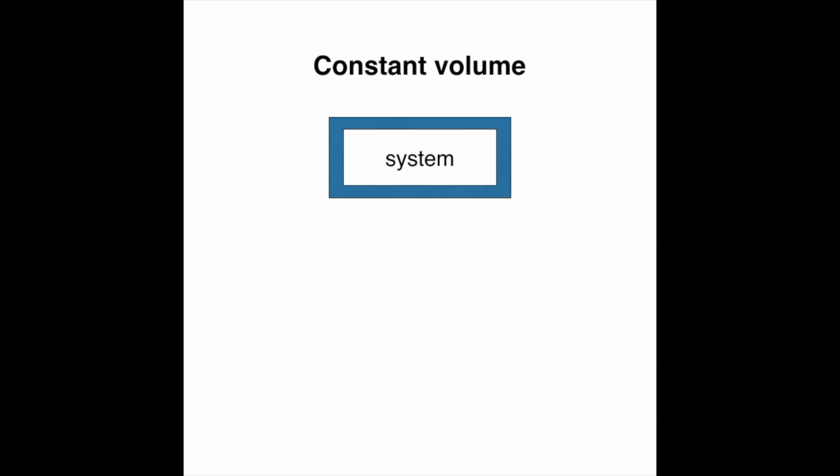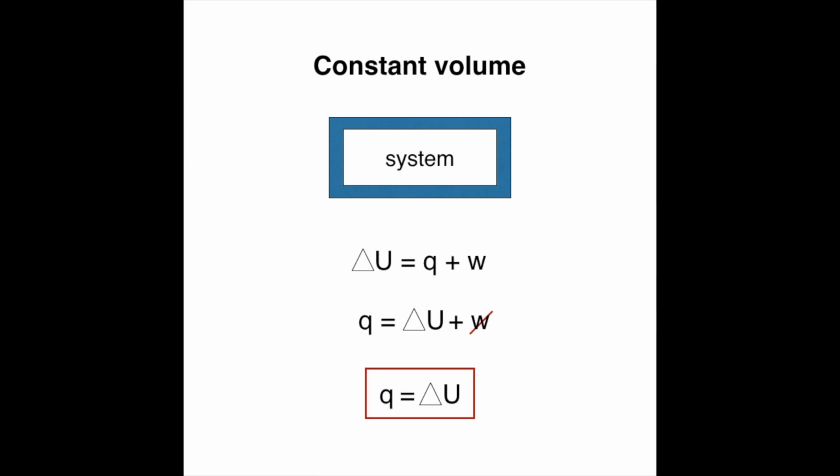So to begin determining how much heat is absorbed or released, let's take a look at the first law of thermodynamics. If we rearrange this equation to isolate Q, we can see that the transferred heat is equal to the change in internal energy plus the work done. However, since we know that the volume is constant, this means no work is done. This leaves us with the heat of reaction being equal to the change in internal energy.